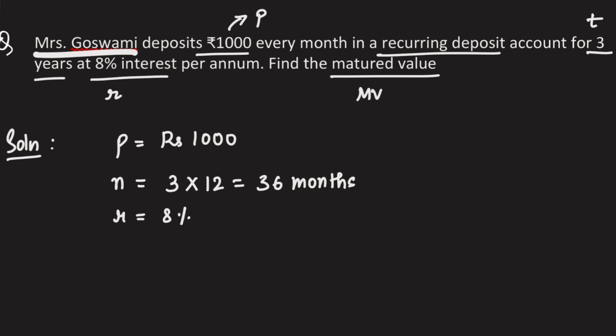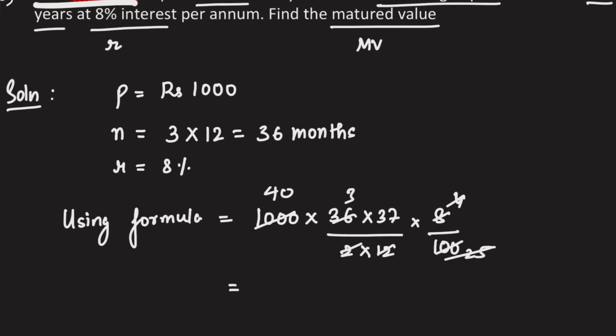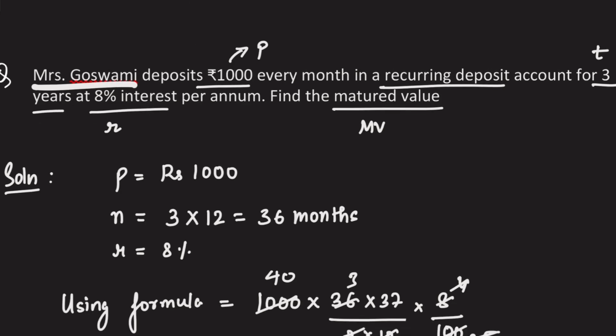Now we will be using the formula: P, that is 1000, into N, that is 36, into N plus 1, that means 37, divided by 2 multiplied by 12, into R, that is 8, divided by 100. Okay. Now we will solve this. So it becomes 4440. Okay, ₹4440. You'll have to mention the unit as well. We have to find the matured value, right? Matured value, that is MV.